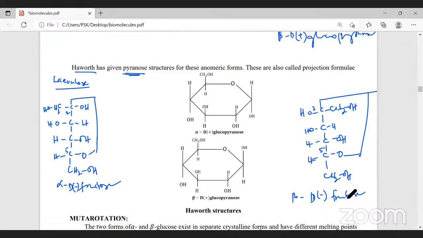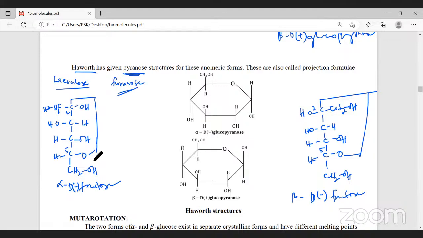Now, this minus sign indicates it rotates the plane polarized light to the left-hand side, levorotatory. It is called fruit sugar. Now, this fructose in the Haworth structure will have a 5-membered ring. Since it has a 5-membered ring, it will be called furanose.